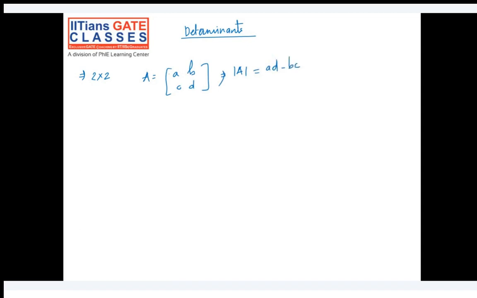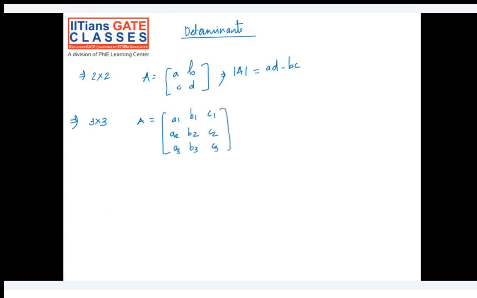But if it is a 3 cross 3 matrix and so on, then things become a little complicated. Rows: a1, b1, c1; a2, b2, c2; a3, b3, c3.